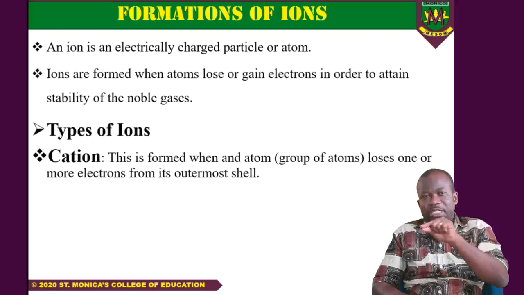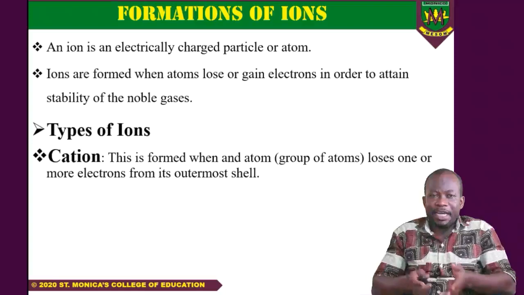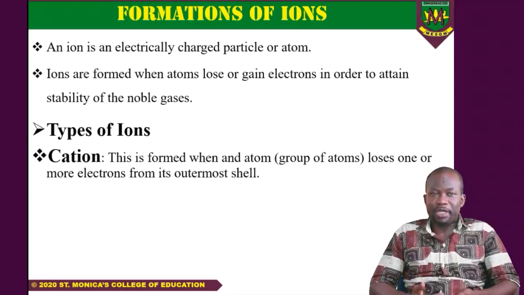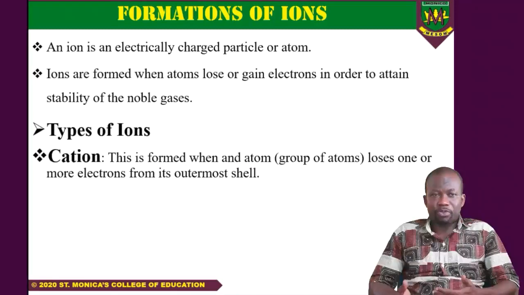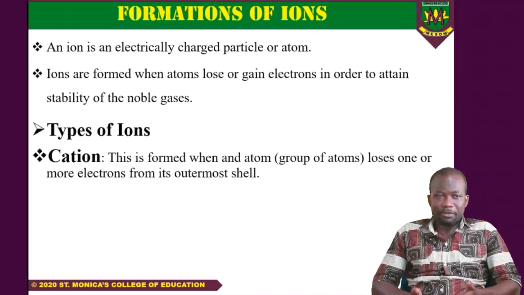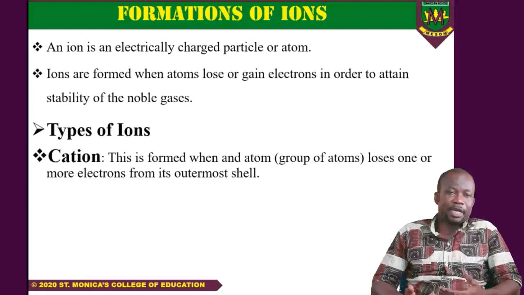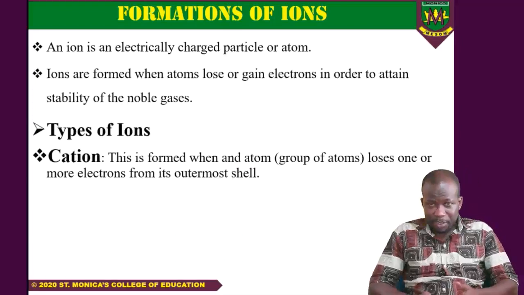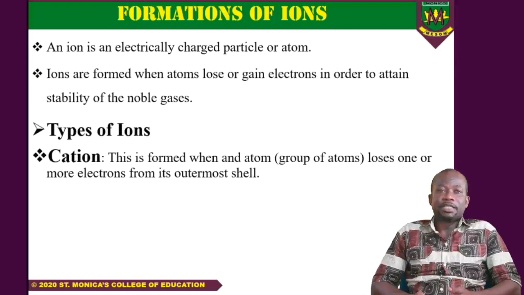So that 2 that is on its last shell, when it loses it, it then becomes 2+, and that makes it a cation. So anytime an atom, or a group of atoms, loses an electron, it becomes a cation. So a metal atom with 1, 2, 3 electrons in its outermost shell readily loses its outermost electrons, and then they form a positive ion, which is called a cation.